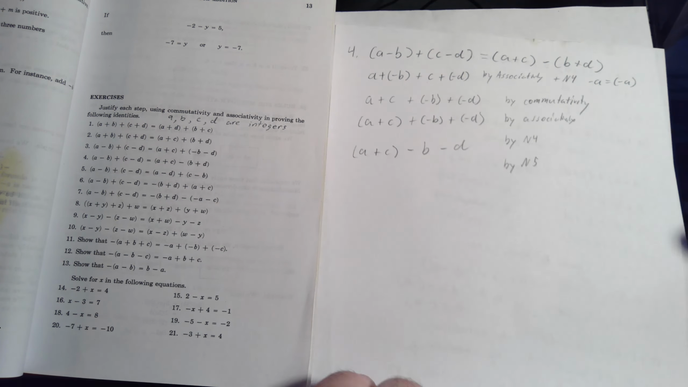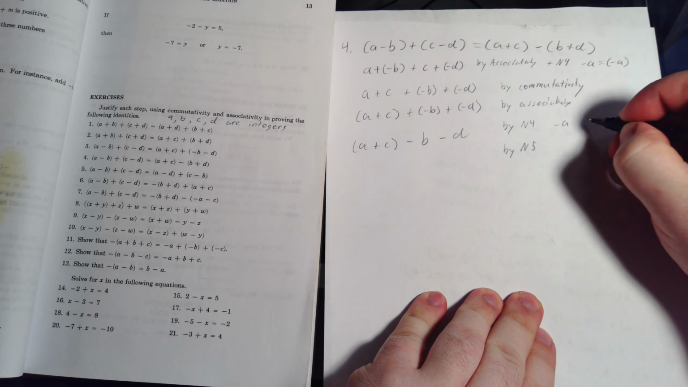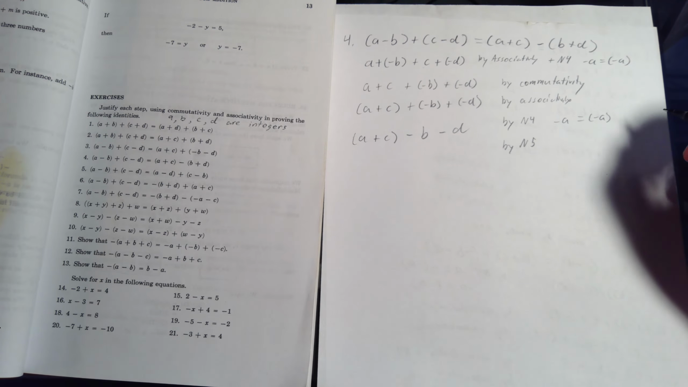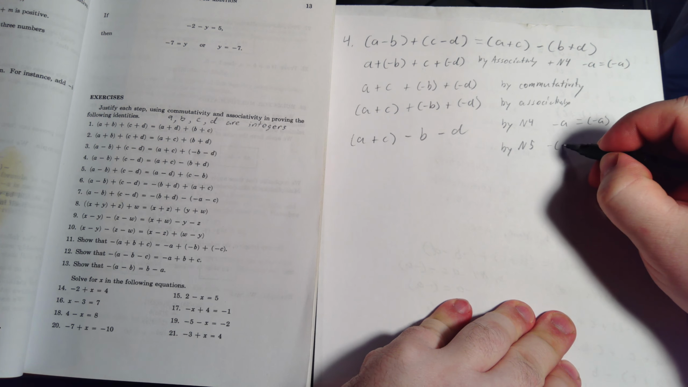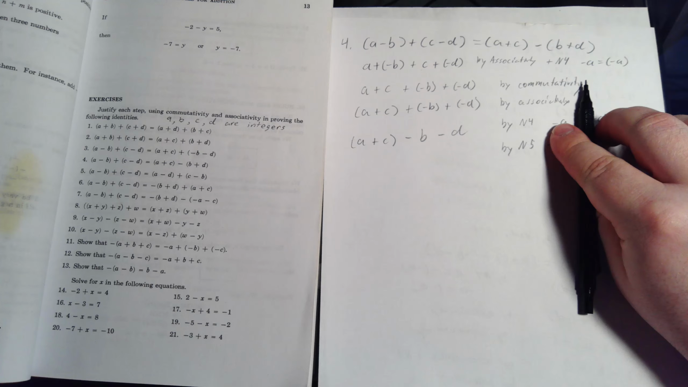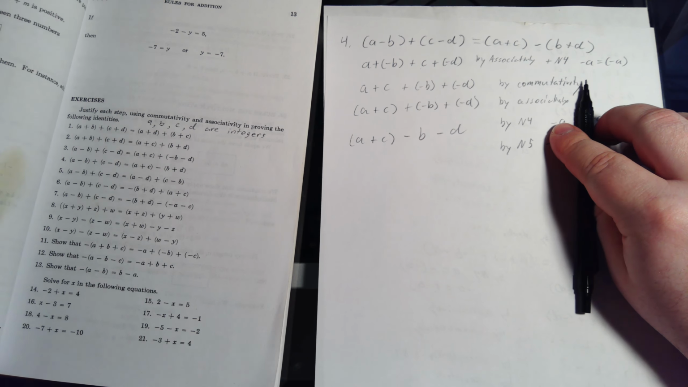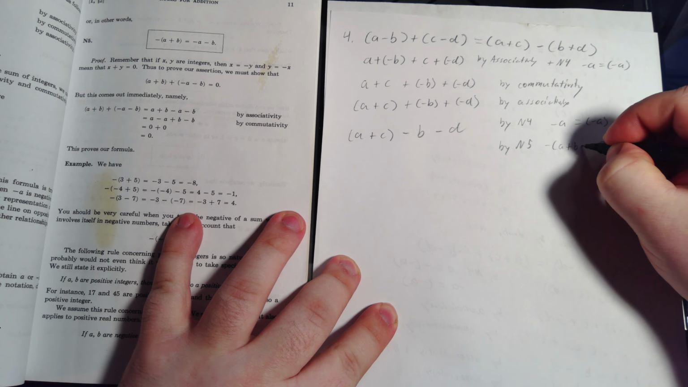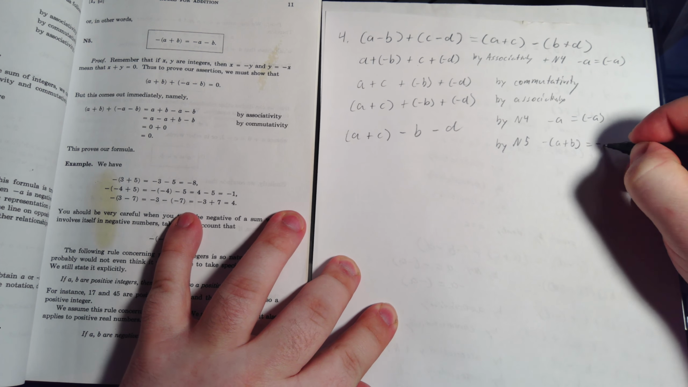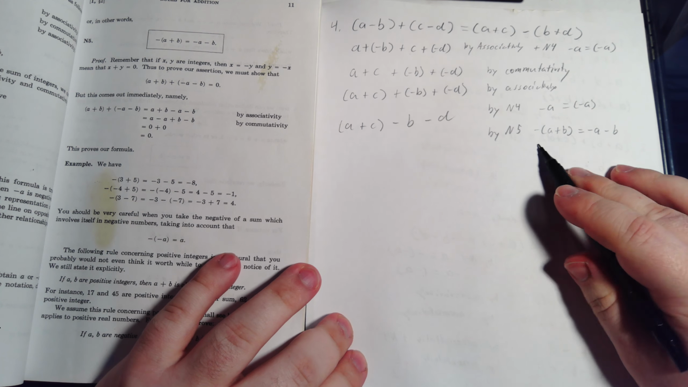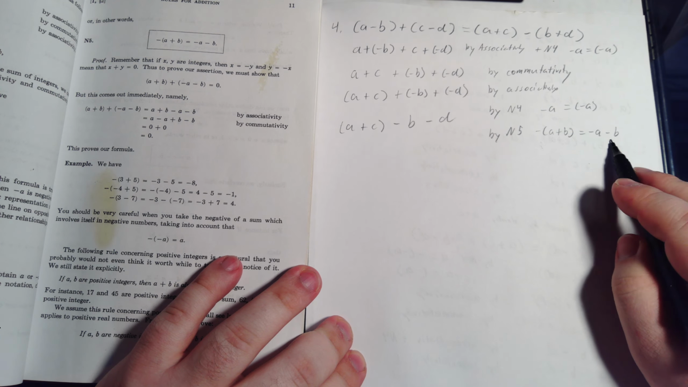And then by N5, so how did I write N4? N4: minus A equals minus A. And by N5 we have, is it, I should write down these N's, these rules. Yes, alright, I was right. We have minus A plus B equals minus A minus B.